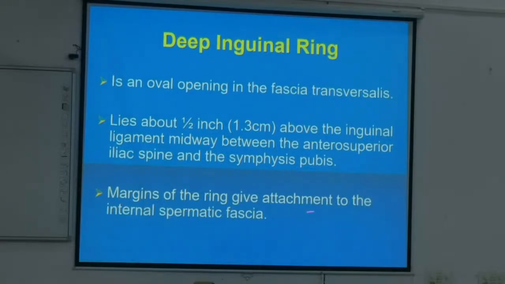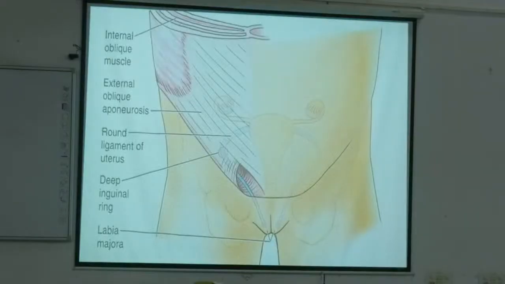So, the margins of the ring give attachment to the internal spermatic fascia. Okay. Next, see, this is the canal, the inguinal canal. This is the external oblique aponeurosis.